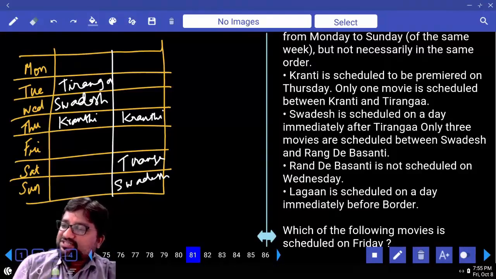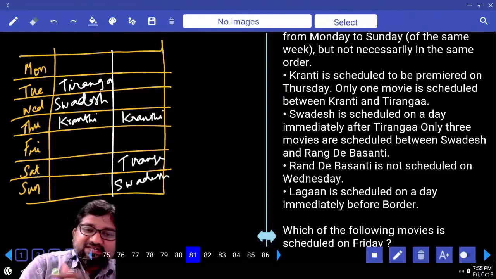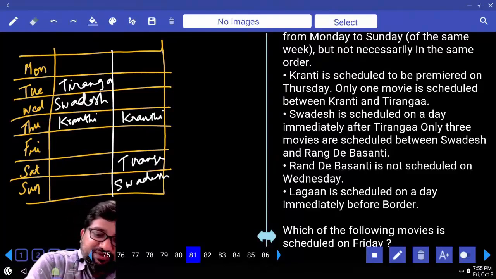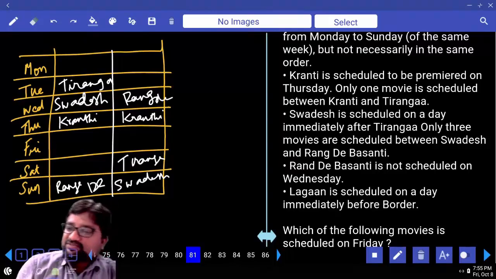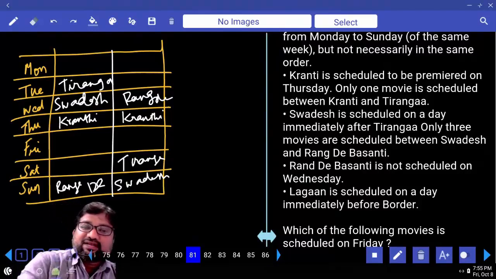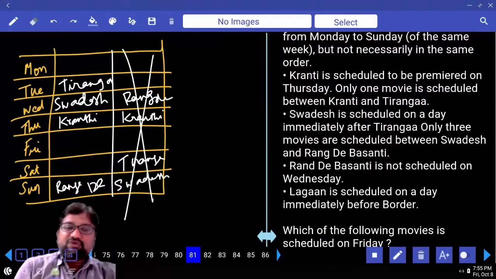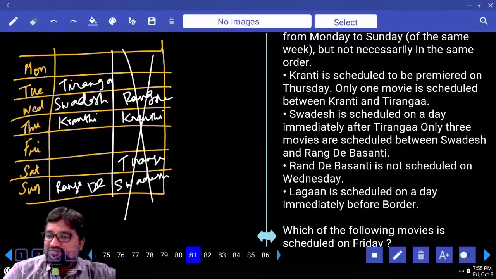Only 3 movies are scheduled between Swadesh and Rang De Basanti. So on the left-hand side above Swadesh it's not possible. 1, 2, 3, this has to be Rang De Basanti. But there's one point which says Rang De Basanti is not scheduled on Wednesday. On the right-hand side we got it on Wednesday, so I'm cancelling it. That case is not at all helpful for us.